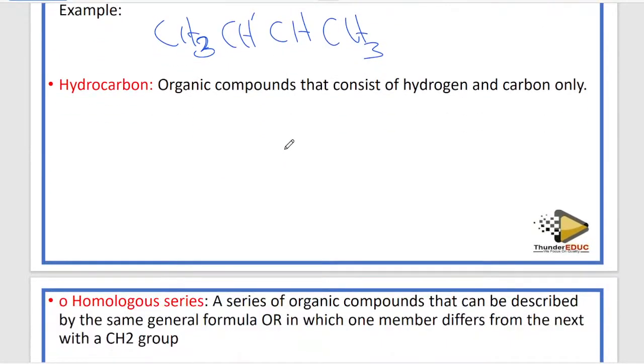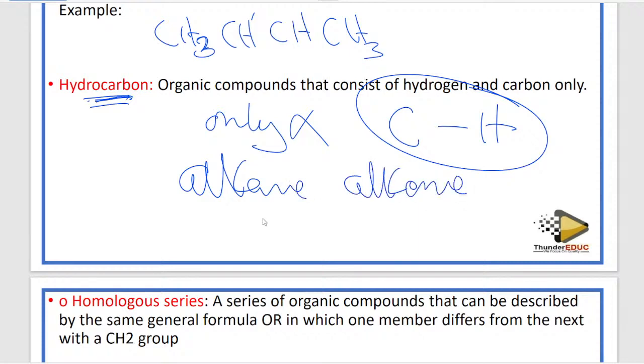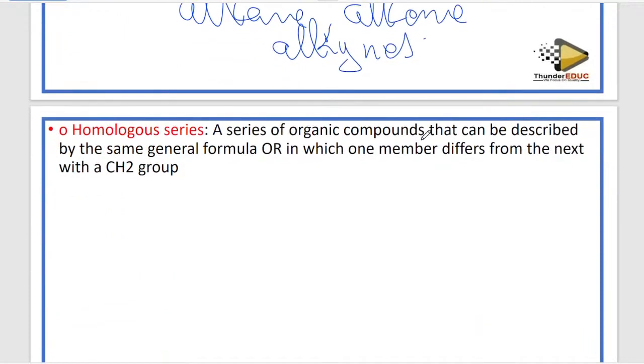Let's go to the next question. Hydrocarbons. What do you mean by hydrocarbons? We said that hydrocarbons are molecules which contain hydrogen and carbon only. When we are setting the exam, we need to see the word only. Carbon and hydrogen only. Examples are alkanes, alkenes, and alkynes. Those are the core of the hydrocarbons.